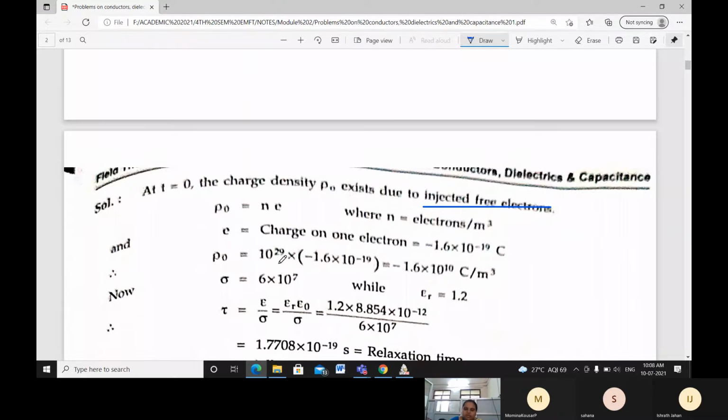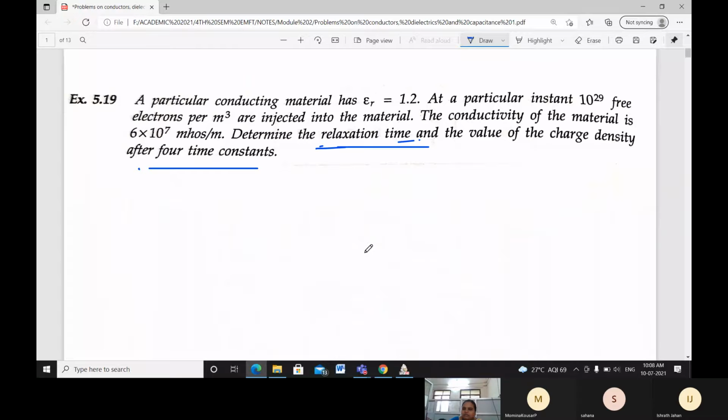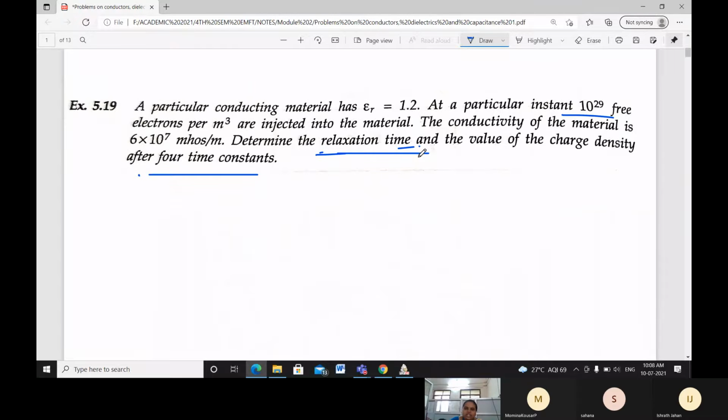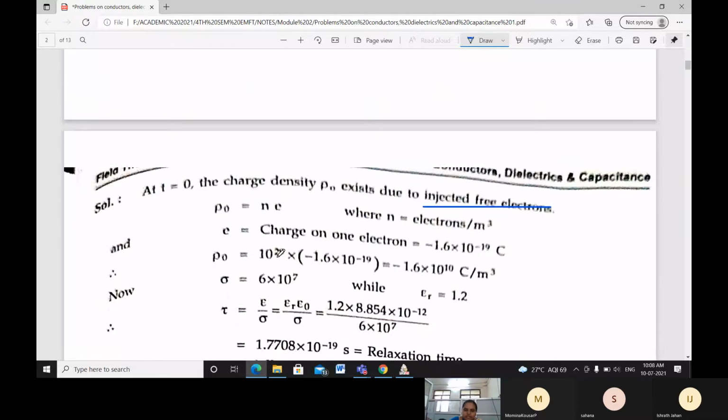Here rho naught is going to be, they already gave how many free electrons there are, that is 10 raised to 29, into minus 1.6 into 10 raised to minus 19. Just simple maths. You will be getting minus 1.6 into 10 raised to 10 coulombs per meter cube.